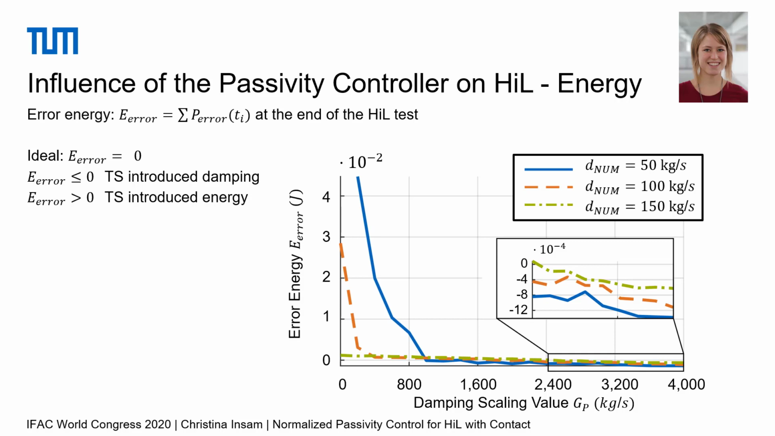Now we have a look at the green graph, which represents a stable system. We can see that also here the passivity controller managed to dissipate energy in case the transfer system introduced some. In this plot, it is interesting to see that if the damping scaling value becomes too large, then all graphs show negative values, meaning that the transfer system, including the passivity controller, dampened energy rather than introduced some.